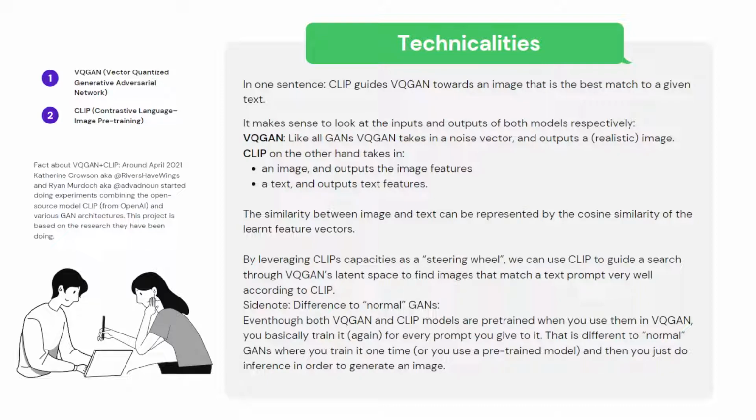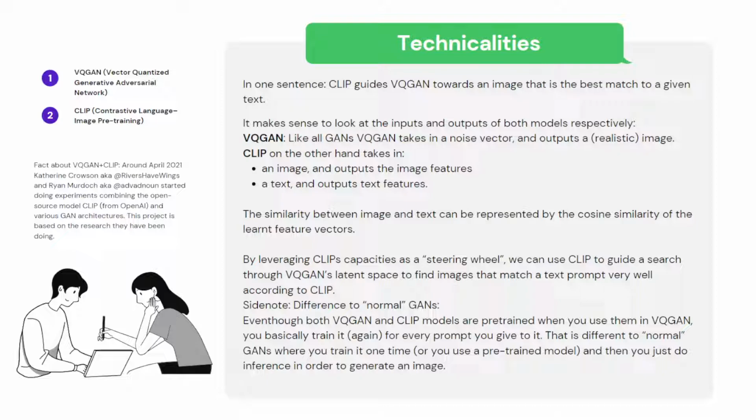Similarity between image and text can be represented by cosine similarity of the learned feature vectors. These are some mathematical ways of how we have actually done it. This is how we are explaining CLIP. We are describing CLIP as a steering wheel which is guiding VQGAN, and which is a guide to search through VQGAN's latent space to find images that match a text prompt very well according to CLIP.